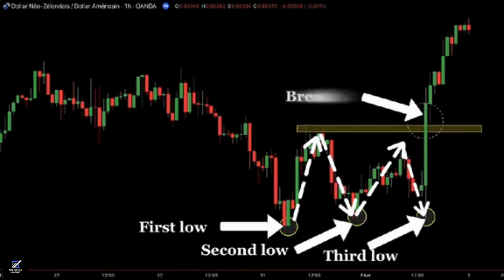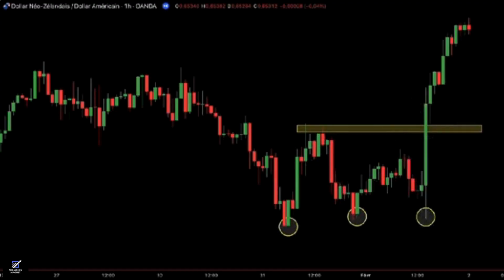Once price breaks above the high between the three lows, the pattern is confirmed and an uptrend is likely to follow. A triple bottom is most effective when it forms at a strong support level after a clear downtrend. It signals that sellers have exhausted their strength, and buyers are ready to push the market higher.